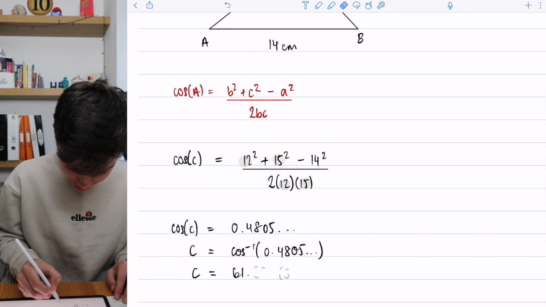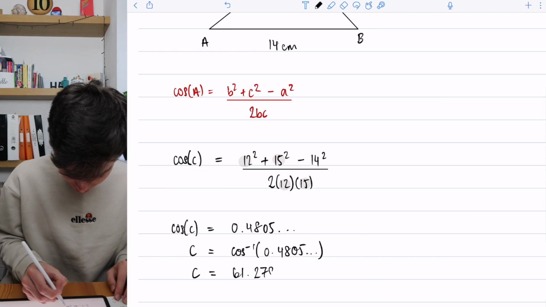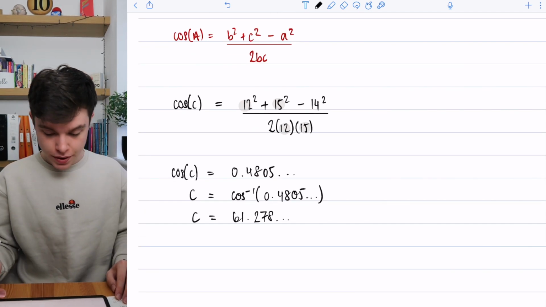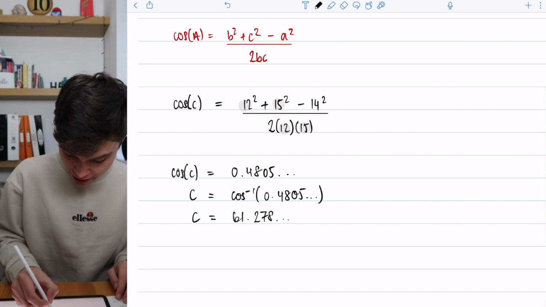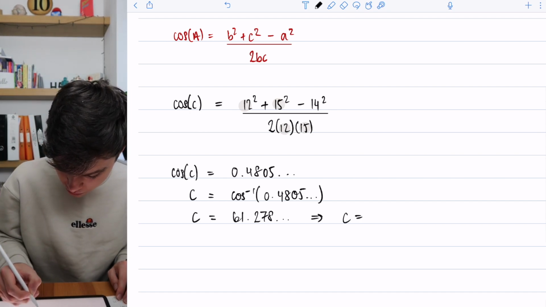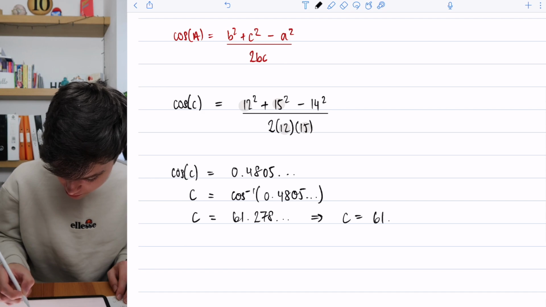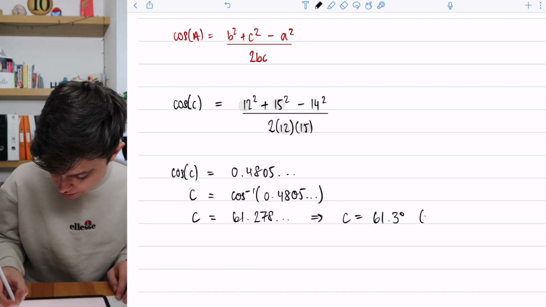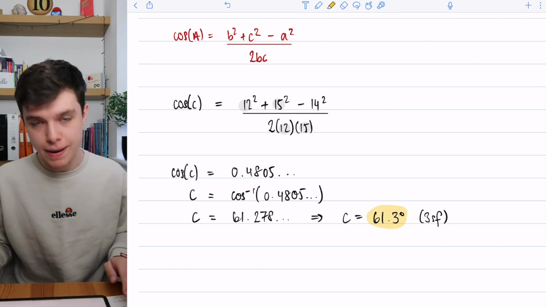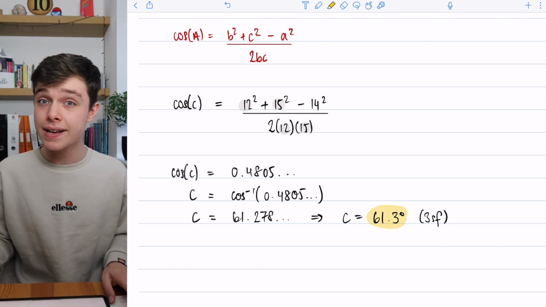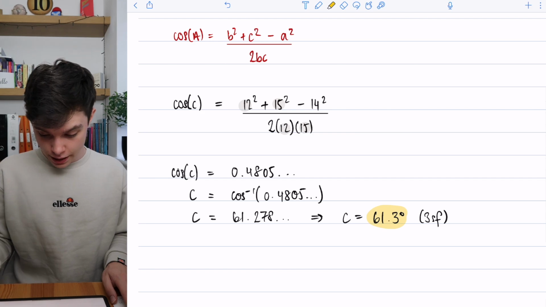And actually, I can give that to 278 like that as the decimal points. But then our answer was to 3 significant figures. And so that is going to round, when you give it to 3 significant figures, to 61.3 degrees. And I always like to write 3SF if I ever round my answers. So that is the size of angle C.